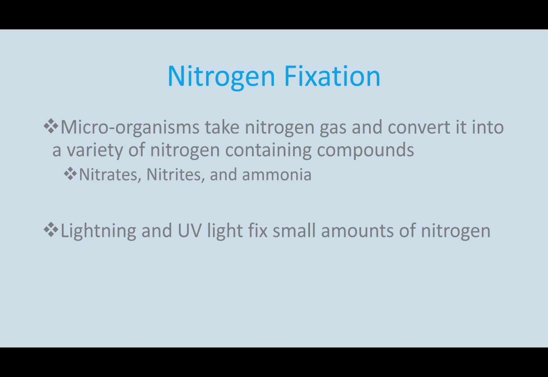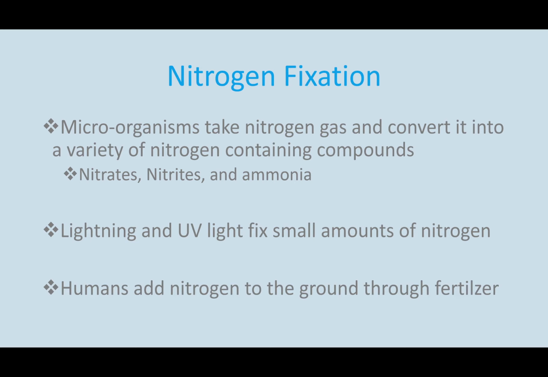Lightning and UV light can also fix small amounts of nitrogen, or basically turn it into usable forms. And how this works is basically the lightning splits up the nitrogen in the atmosphere and allows it to combine or react with other elements to produce the compounds that organisms need. And finally, looking in terms of plant matter, we can add nitrogen to the ground through fertilizer. So we can actually manually do that, and then that allows plants to absorb nitrogen.